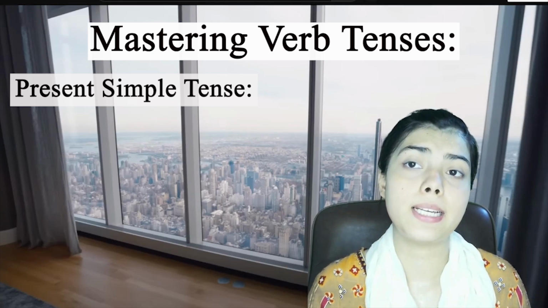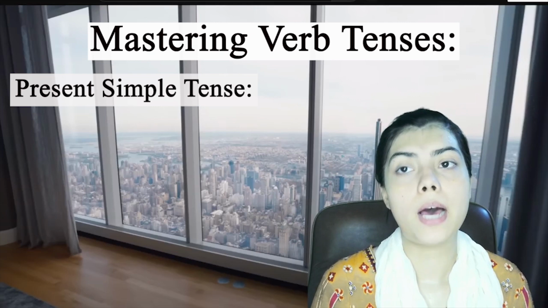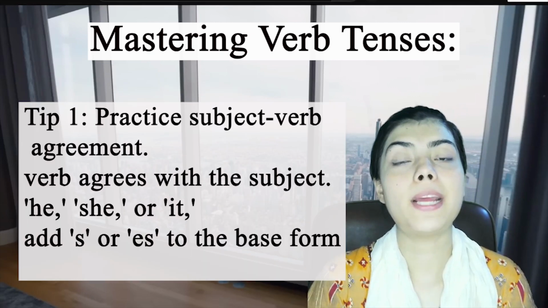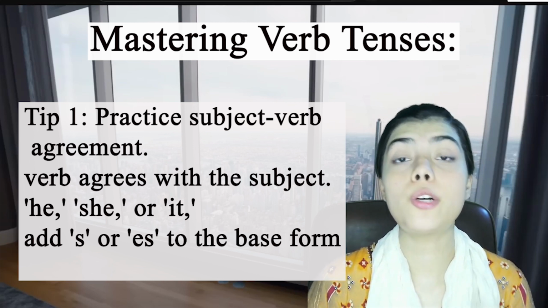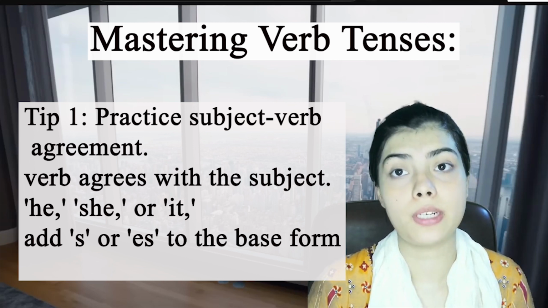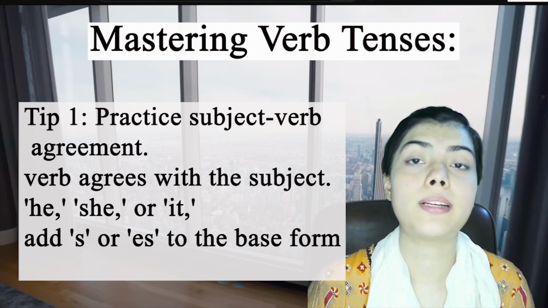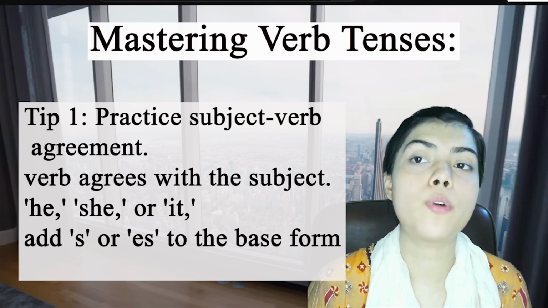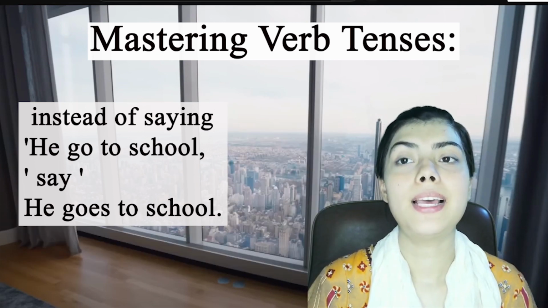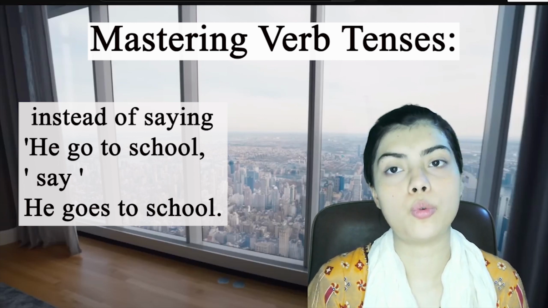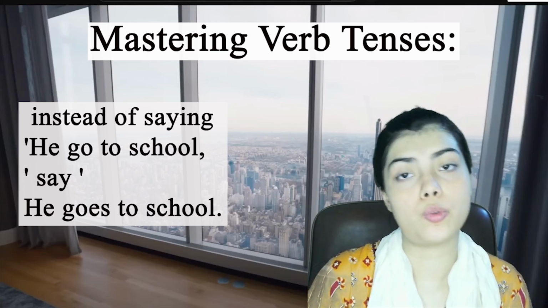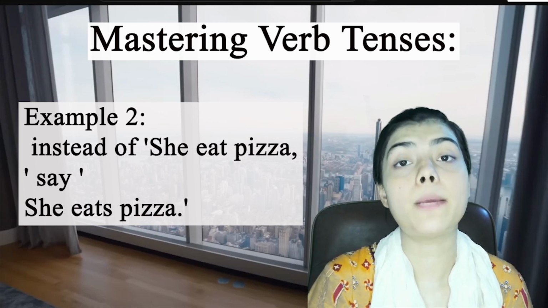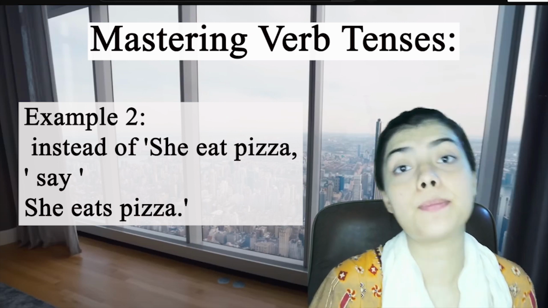To form present tense, use the base form of the verb. However, there are a few things to keep in mind to improve your grammar skills. Practice subject-verb agreement. Ensure that the verb agrees with the subject. For third person singular subjects like he, she, it, add s or es to the base form of the verb. For example, instead of saying he go to school, say he goes to school. Example 2. Instead of she eat pizza, say she eats pizza.